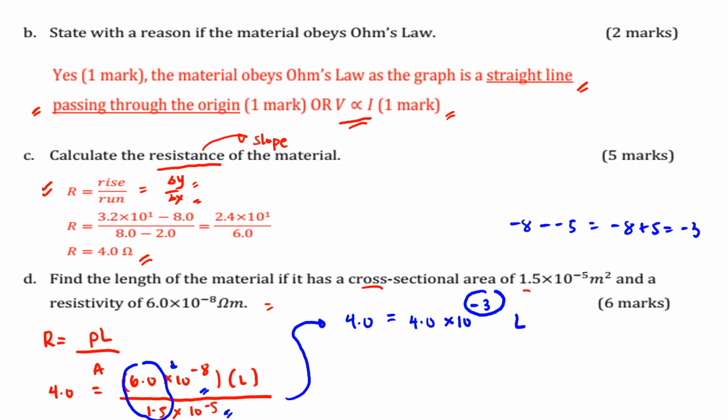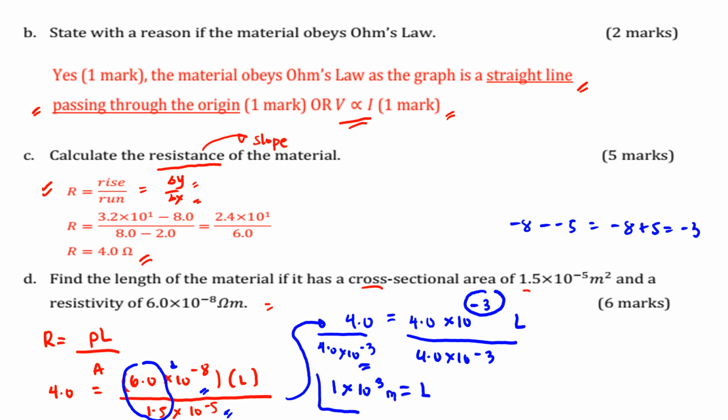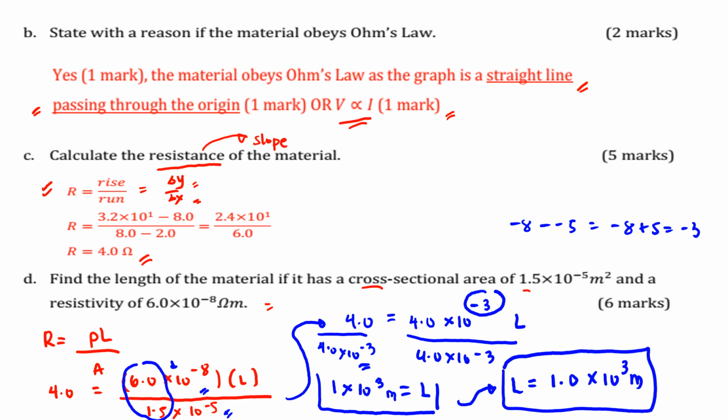So what do we do next? We are going to divide both sides by 4.0 times 10 to the power of negative 3. So we will have 4.0 divided by 4.0, that's 1. And since this is in the denominator, we could put it up and then the sign becomes positive. So that's 1 times 10 to the power of positive 3 meters, and that is equal to L. This is our answer, and we express this in proper significant figures. So L is equal to 1.0 times 10 to the power of 3 meters. This answers question D.